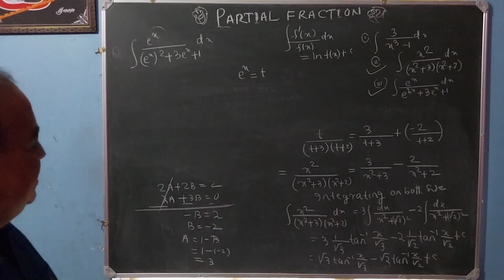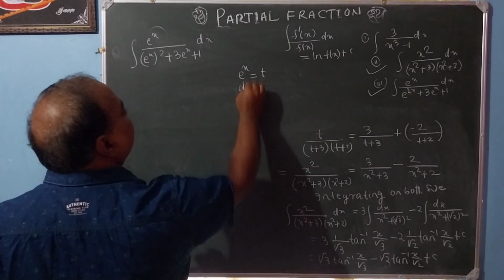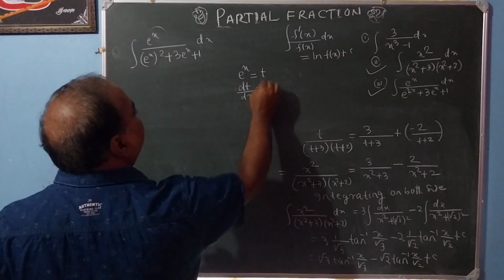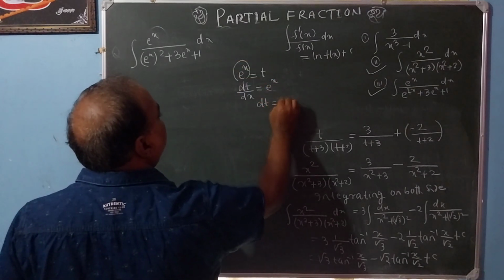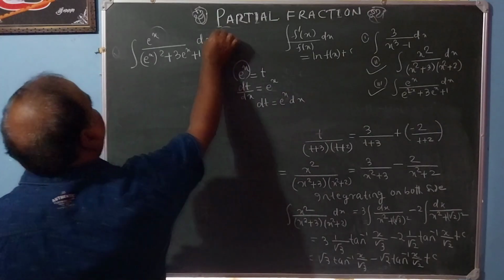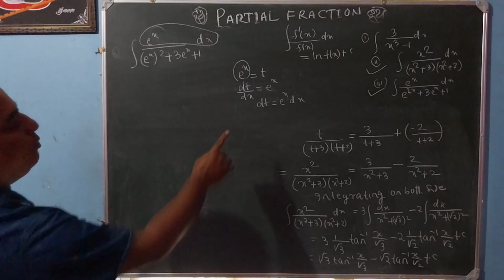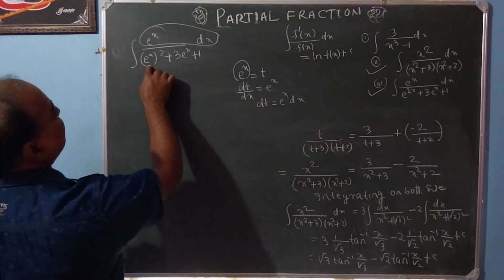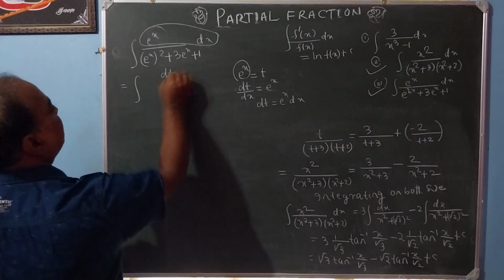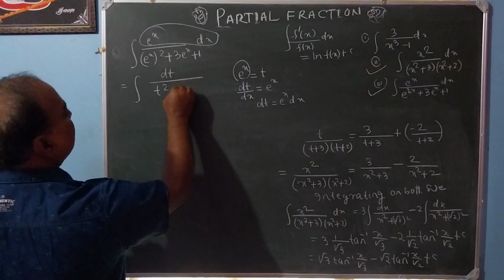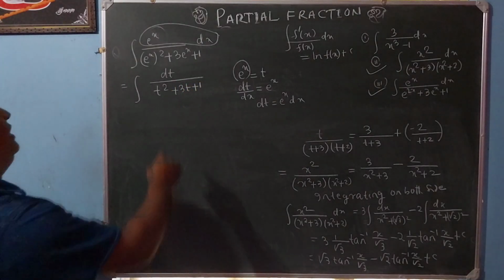Once you take that, you have to differentiate on both sides with respect to x: dt by dx. Derivative of e to the power x is e to the power x. So dt is equal to e to the power x into dx. So in place of e to the power x dx, we have to put dt. In place of e to the power x, we have to put t. So that will be reduced to dt by t square plus 3t plus 1.